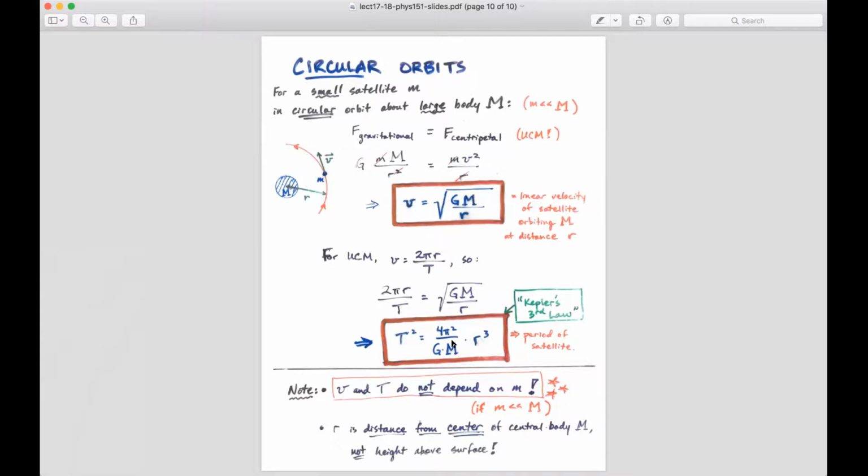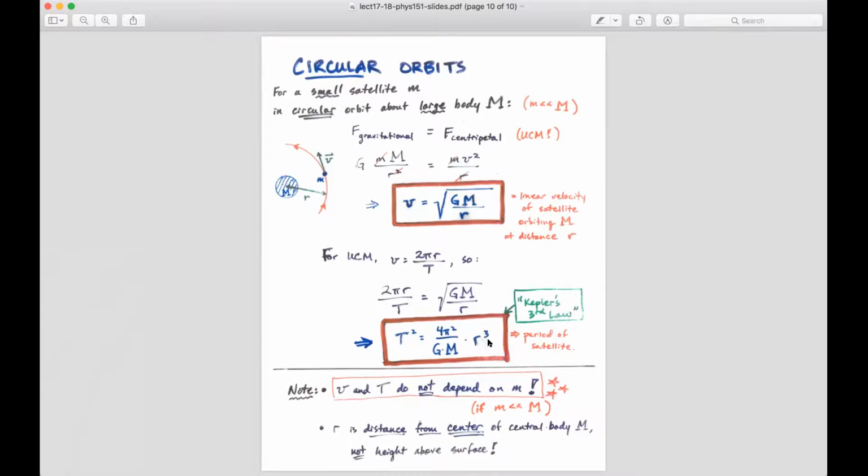Notice that it depends on the mass of the central body that's doing the pulling, but it does not depend on the mass of the little body. So as long as the small body is indeed far, far less massive than the big object, then any little object that you happen to put into a circular orbit, any little object that you give the same speed at the same distance will execute a circular orbit.